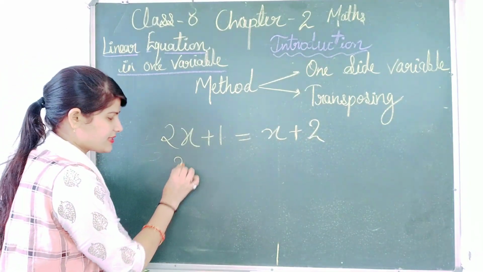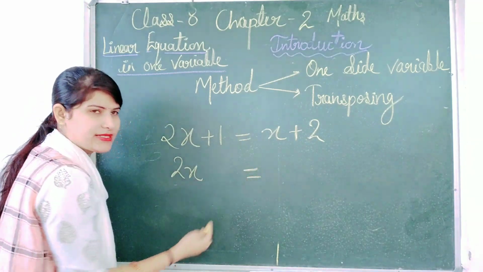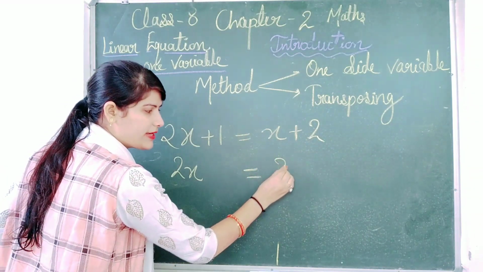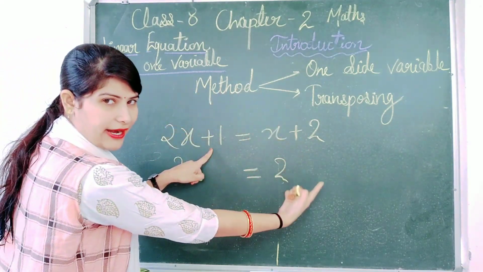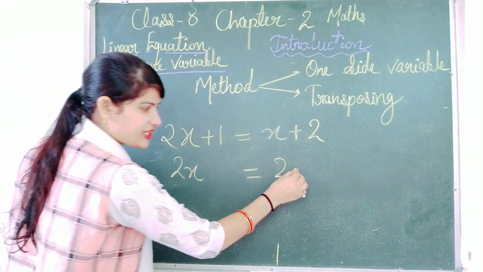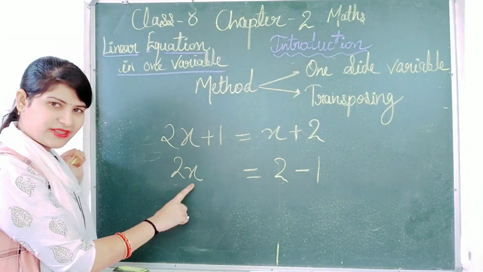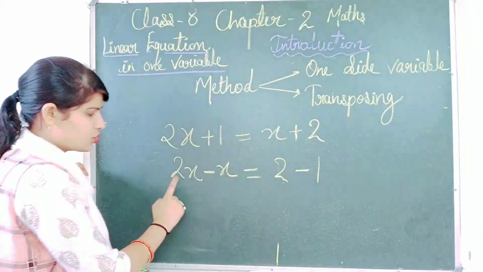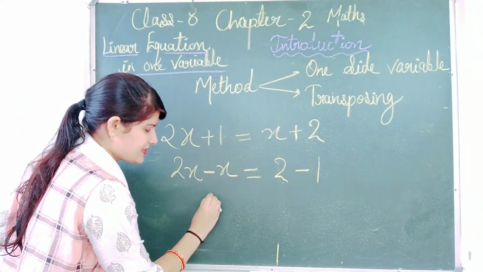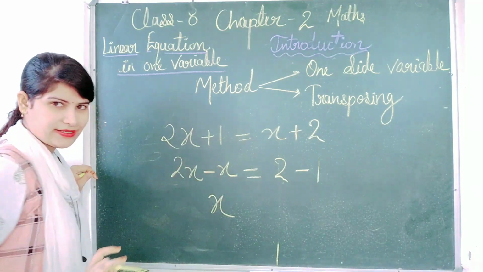So what is our next step? 2x as it is, equal as it is, 2 as it is. Now plus 1 will transfer to the right hand side, so plus 1 will change to minus 1, and plus x will transfer to this side, so minus x. Now what will we get? 2x minus x is 1x. Here is 1 already, right?